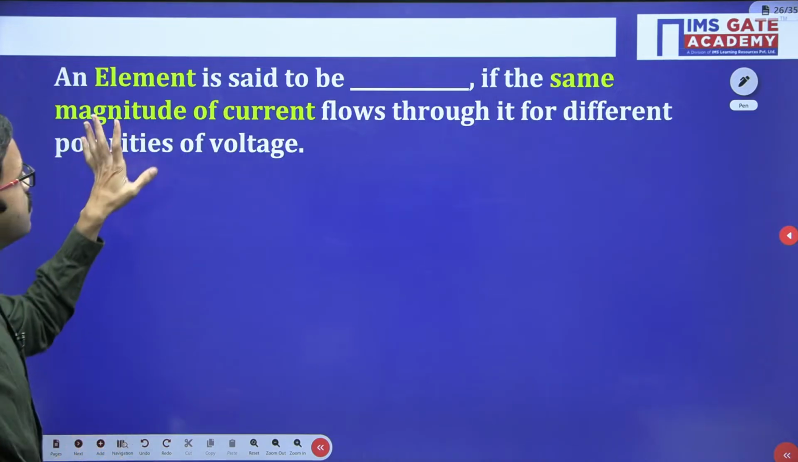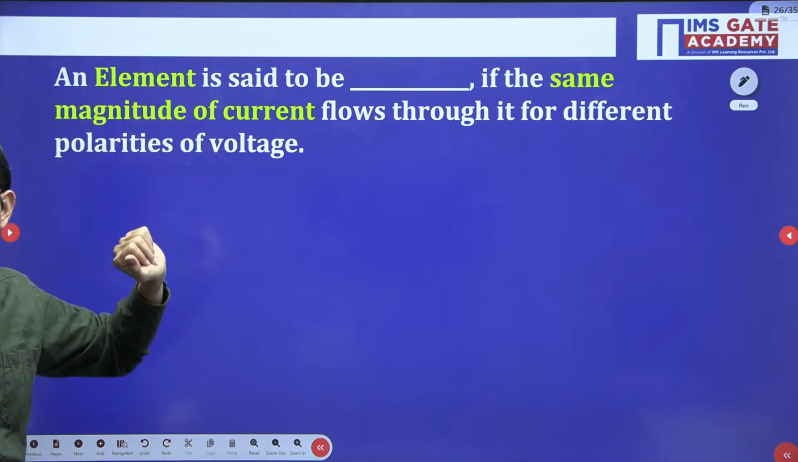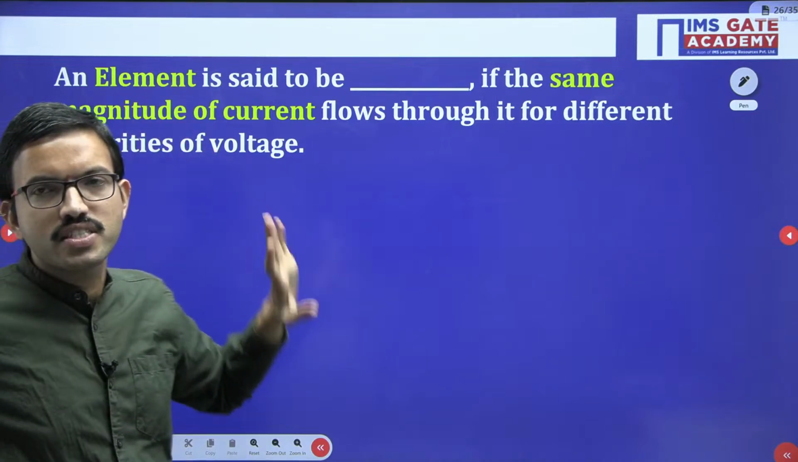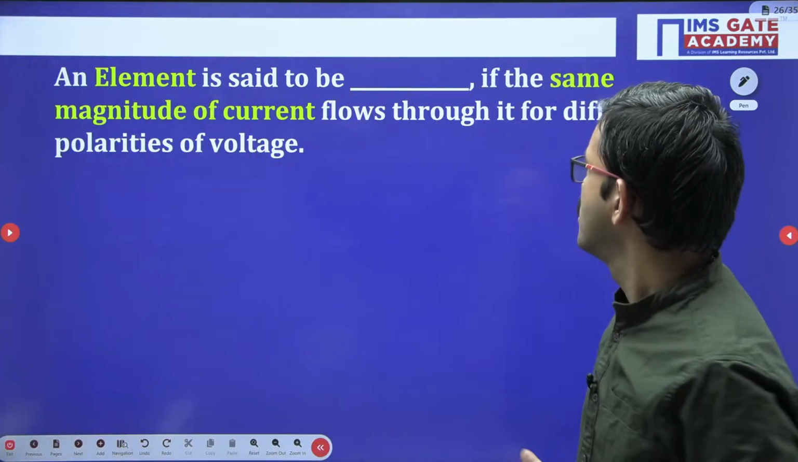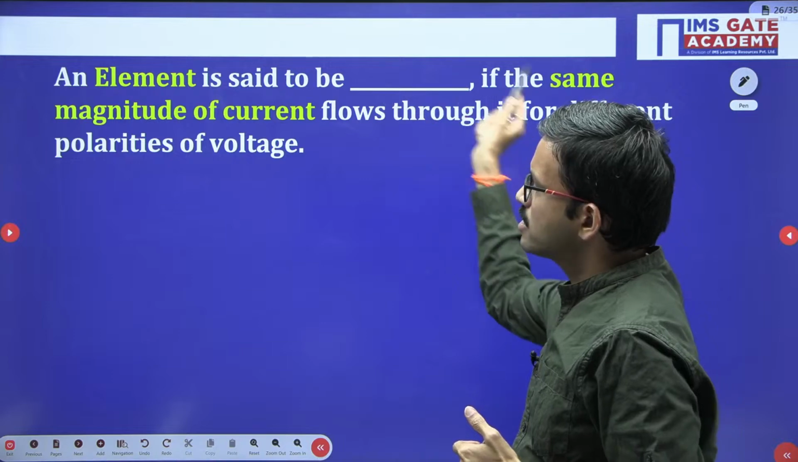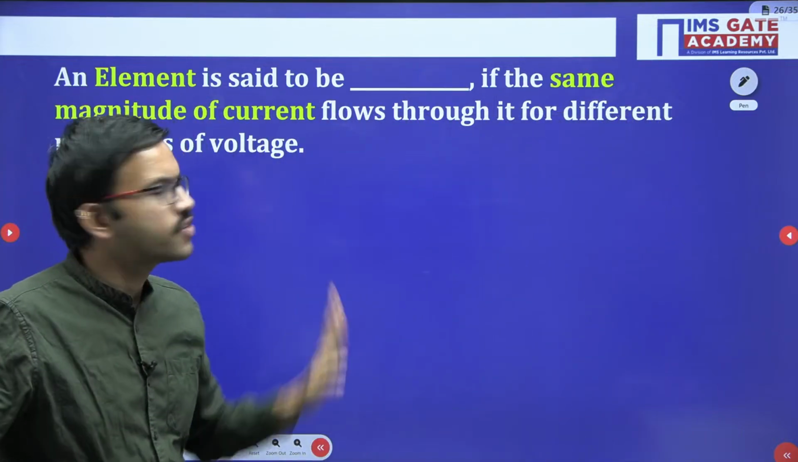With that understanding, you can now guess this one. This is the conclusion point of what I have discussed regarding the bilateral and unilateral elements. Now all of you fill in this blank. This is the conclusion point of what we have discussed so far.